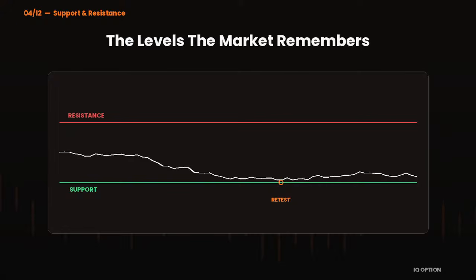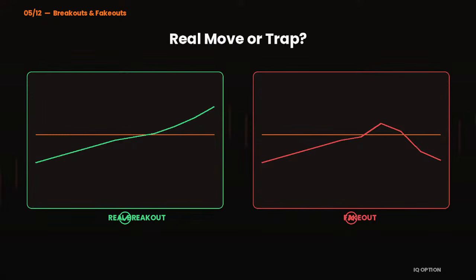Now that we understand quickly what support and resistance levels mean, let's talk about what happens when price actually pushes through one of those levels, either the support level, the floor, or the resistance level, the ceiling. So let's talk about the breakout and the fakeout. Let me put this on your screen so that you can also see it. If you look at your screen right now, a breakout is when price closes decisively beyond a support or resistance level with real strength behind the move.